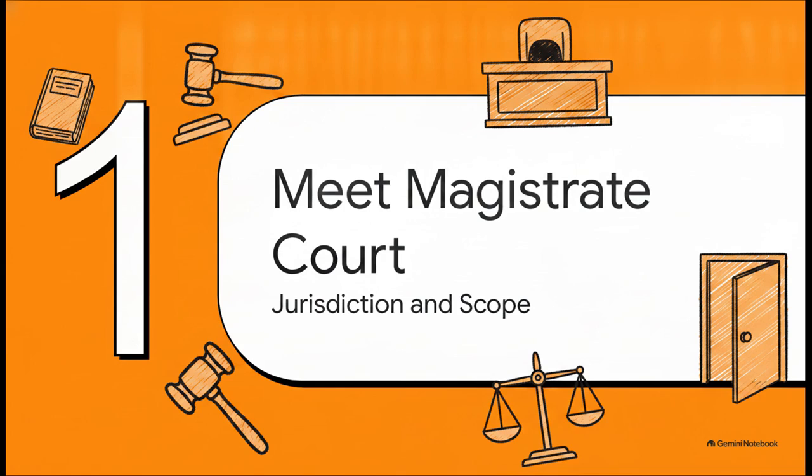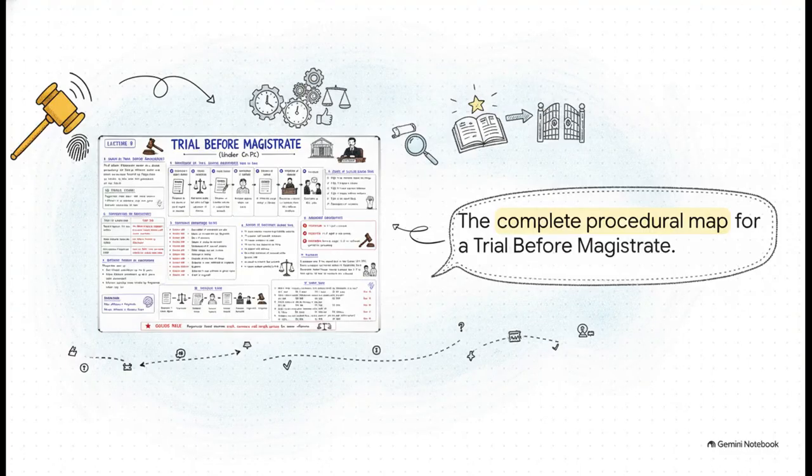All right, part 1. Meet the magistrate court, jurisdiction and scope. Let's figure out who is actually sitting on the bench. To get our bearings, take a look at this procedural map. It's essentially a master blueprint of the entire legal process we're navigating today. You've got the jurisdiction on the left, the core 7-step procedure right in the middle, and the judgment possibilities over on the right. I know it looks a bit complex right now, but I promise by the end of this explainer, you'll be reading this like a simple flowchart.